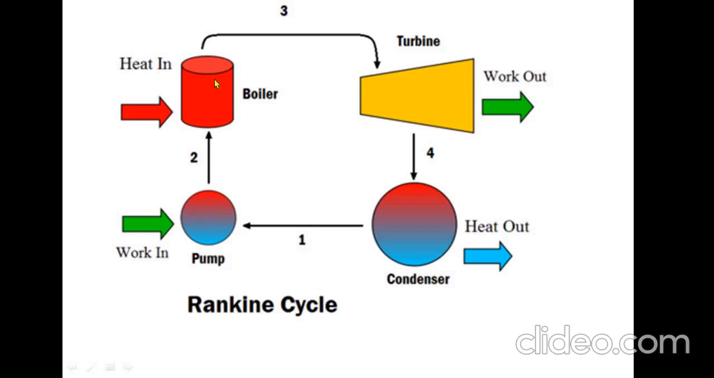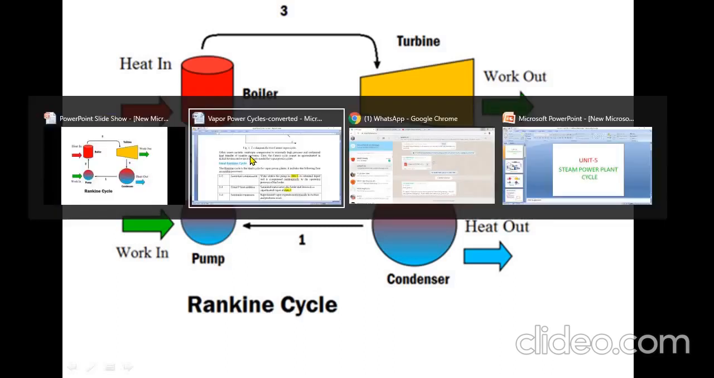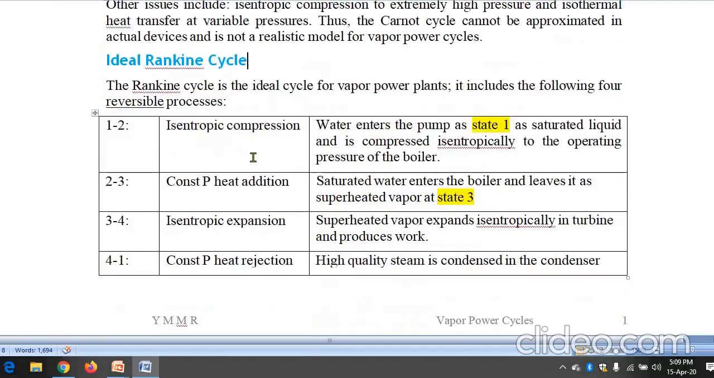And in the boiler we are adding the heat, thereby it is converted into steam. In the turbine we are getting the work output. In the condenser heat is removed. Right, so now this is the simple Rankine cycle. We'll discuss what process 1, 2, 3 and 4 are. 1, 2, 3, 4.